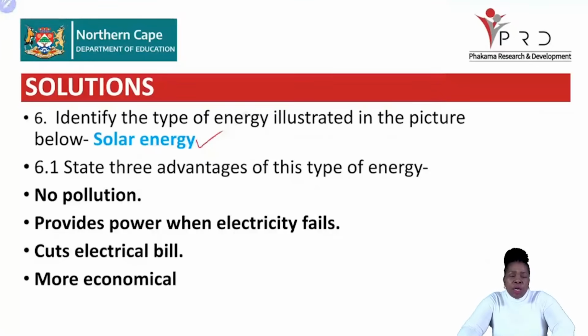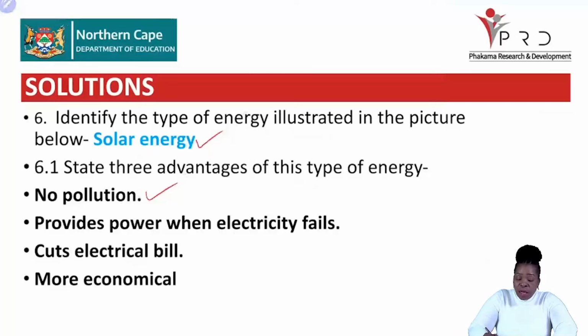I'm sure we all know about solar energy, right? We've seen a solar panel somewhere or somehow we know about solar energy, right? And then 6.1 reads, state 3 advantages of this type of energy. Right. Solar does not cause pollution, right? It does not pollute our environment. There is no smoke or anything that comes out of solar. So it does not cause any pollution, right?